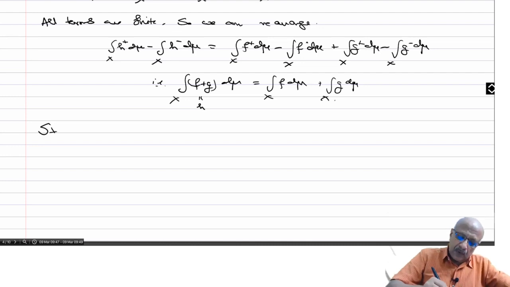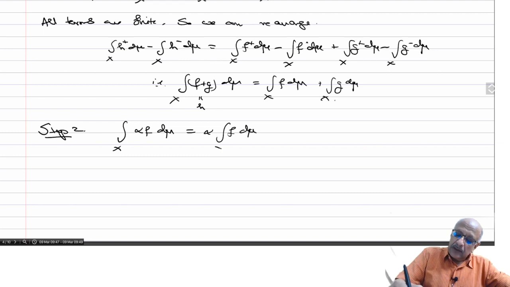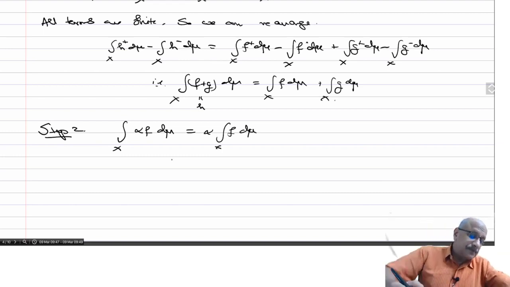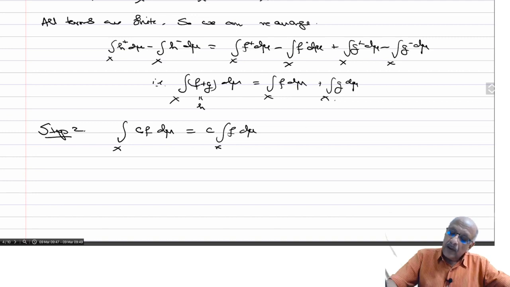So step 2, we have to show that integral of alpha f d mu over x equals alpha times integral of f d mu. If you do this, then step 1 and 2 together will complete the proof. Okay. Let me put c here, where c is a constant belonging to C.